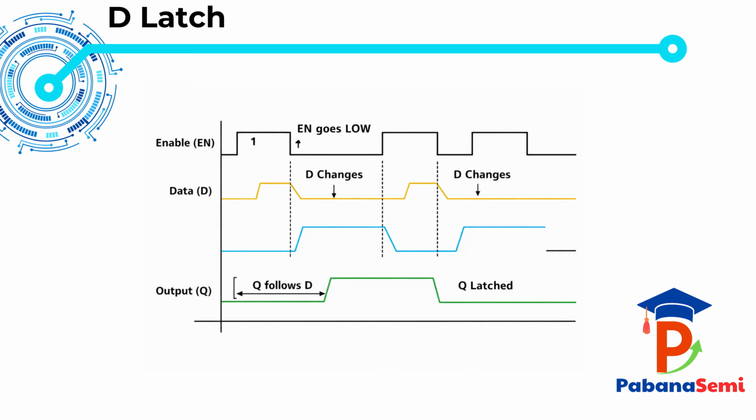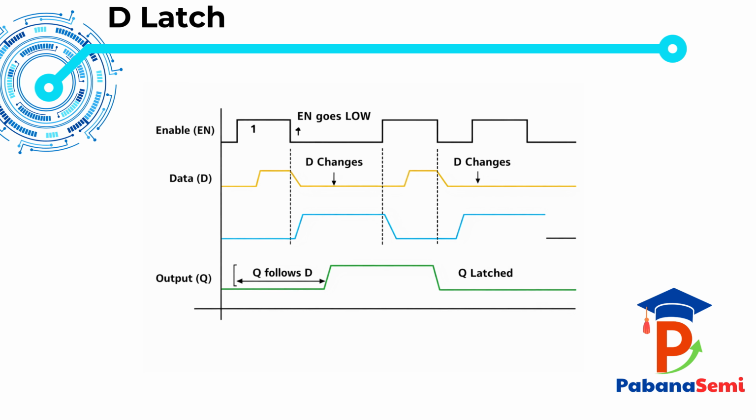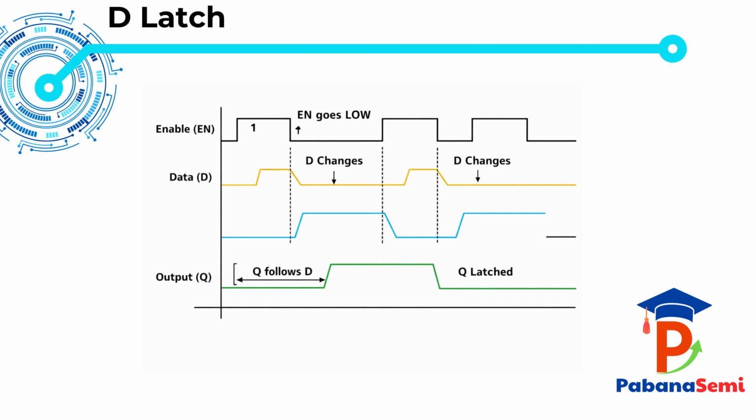Let's quickly review the D latch using this waveform. At the top, we have the enable signal. Below that is the data input D. At the bottom is the output Q. When enable is high, the latch is transparent. That means Q follows D. So whenever D changes while enable is 1, the output changes accordingly. You can see in the waveform that during the high enable window, Q tracks D.